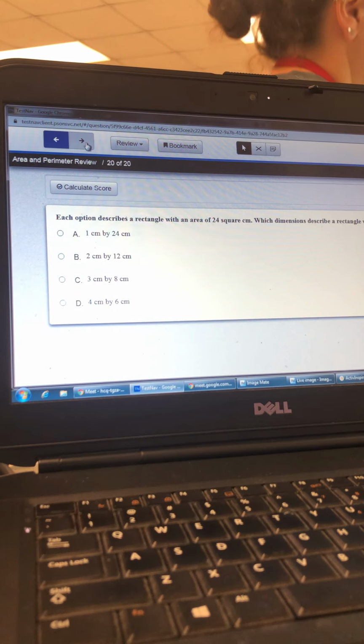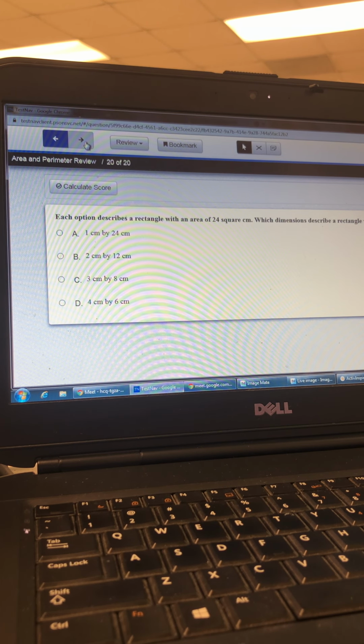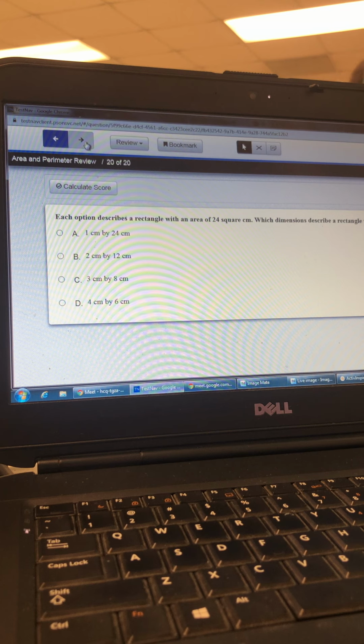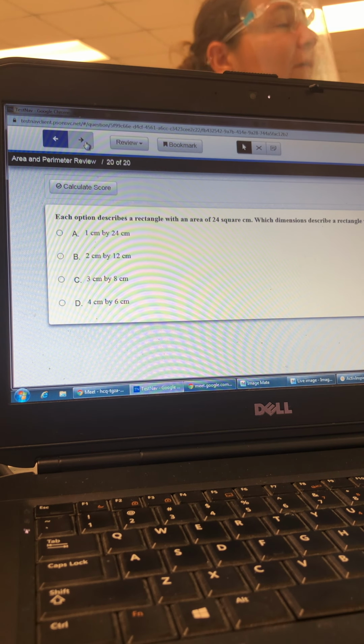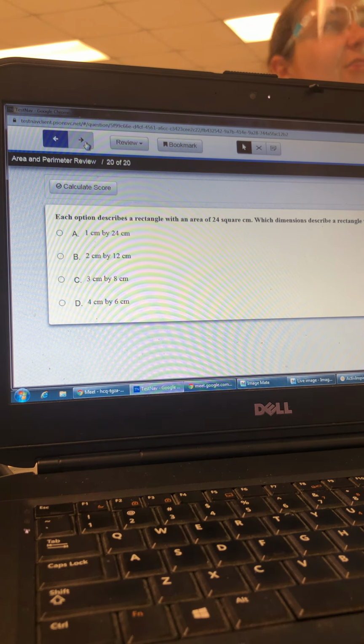Each option describes a rectangle with an area of 24 square centimeters. Which dimension describes a rectangle with a perimeter of 28 centimeters? So, we've got to add and find the perimeter of all of the rectangles that they have given us. They've given us four.